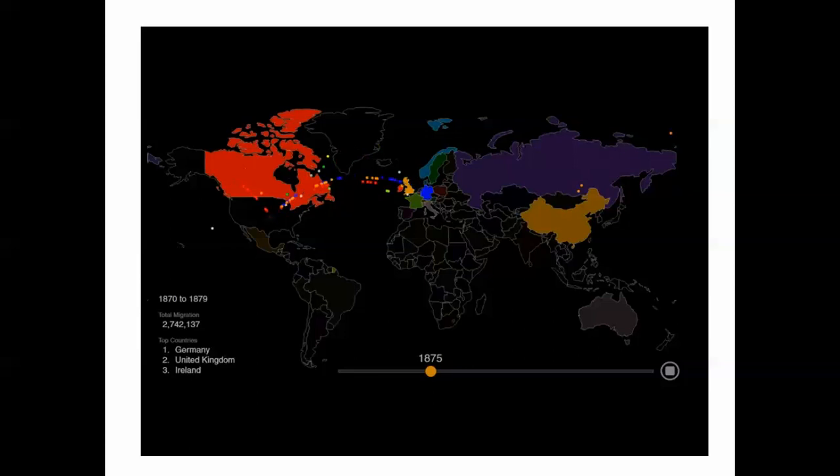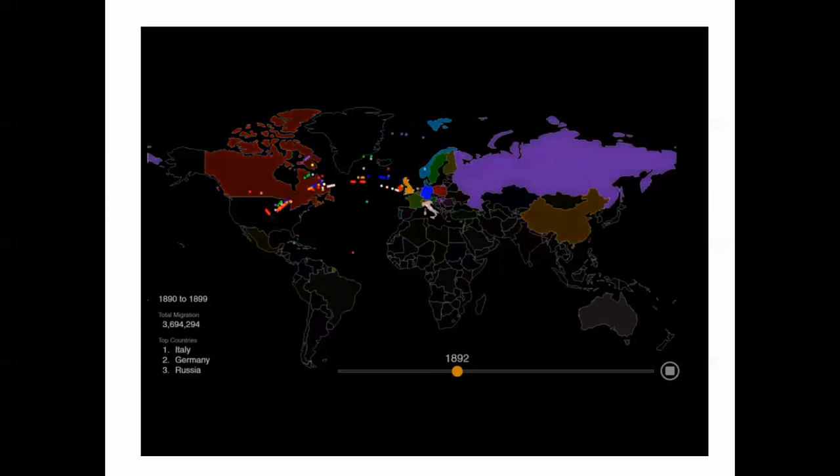We have Canadian migration, Western European migration. We begin to have Chinese migration. The other point I want to make is please notice those 1, 2, and 3. Those are the top countries for that region. And then you'll notice the total migrants during that period.